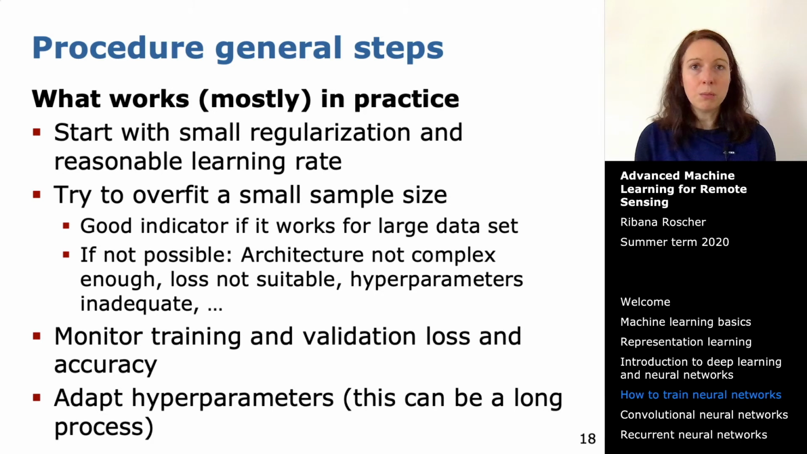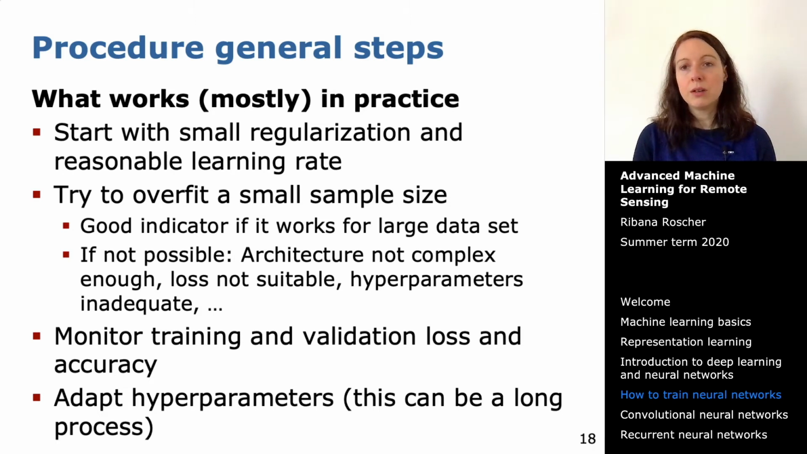So if this is not possible and if something just does not work, you should change the architecture. It might not be complex enough, or the loss is not suitable. Sometimes the standard losses are not the best choice for your task. It always depends on the task. And maybe the hyperparameters are also inadequate. So what I told you, crucial hyperparameters are the learning rate, or maybe your regularization is too high. This can also be the case.